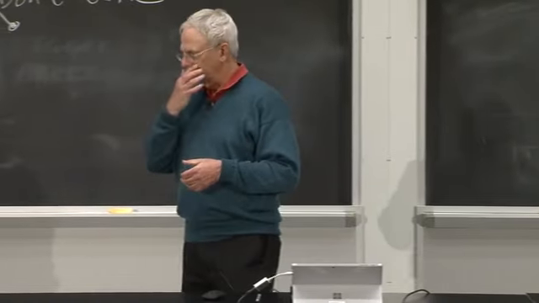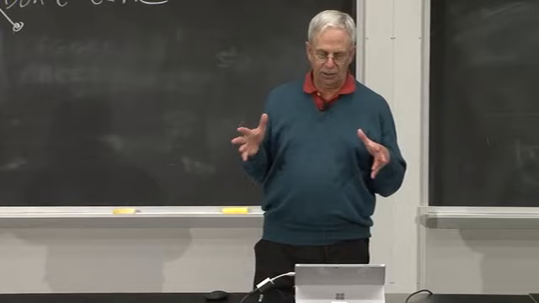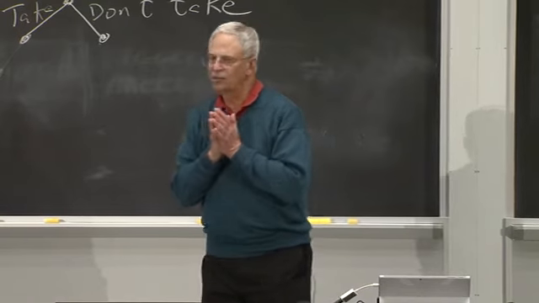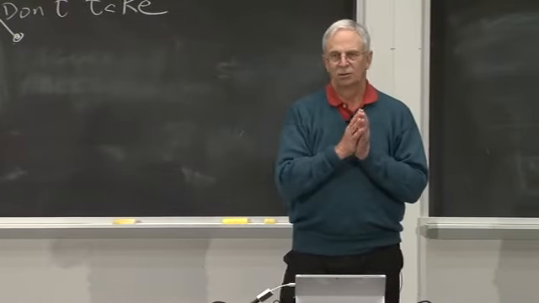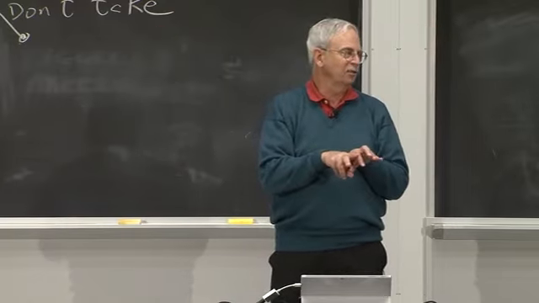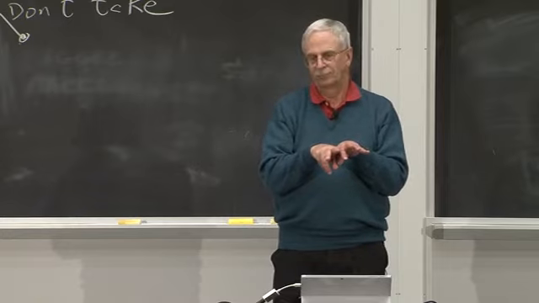So what do these mean? We have optimal substructure when a globally optimal solution can be found by combining optimal solutions to local subproblems. So for example, when x is greater than 1, we can solve fib x by solving fib x minus 1 and fib x minus 2 and adding those two things together. All right, so there's optimal substructure. You solve these two smaller problems independently of each other and then combine the solutions in a fast way. All right?